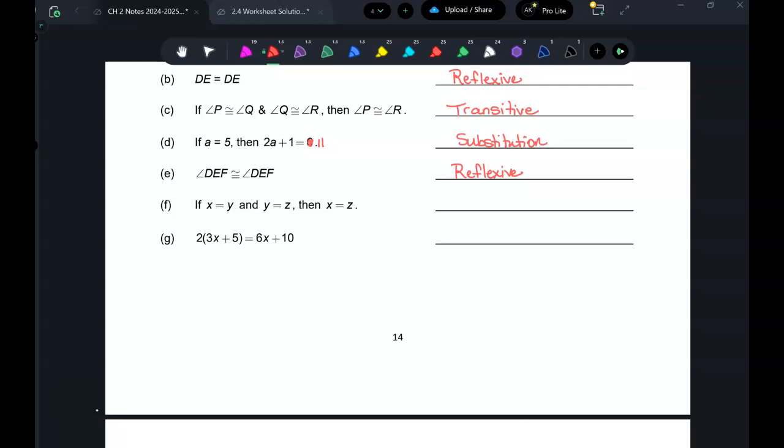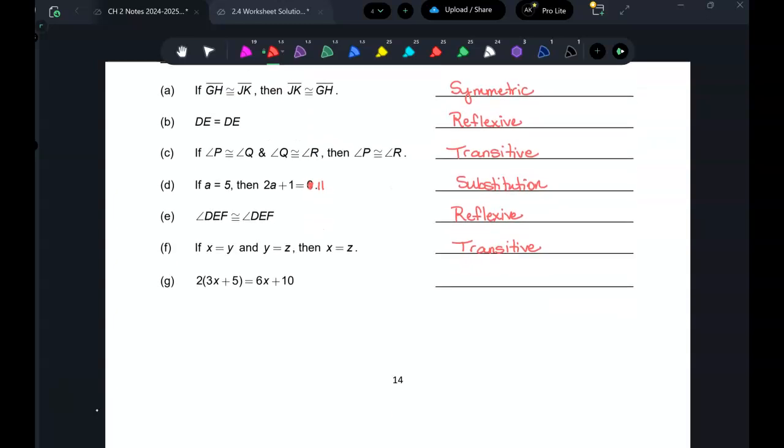I just want to know if x equals y and y equals z, then x equals z is transitive. Thank you. Then substitution. The next one, no, wrong. That's distributive. Yep, I got you there. Distributive.